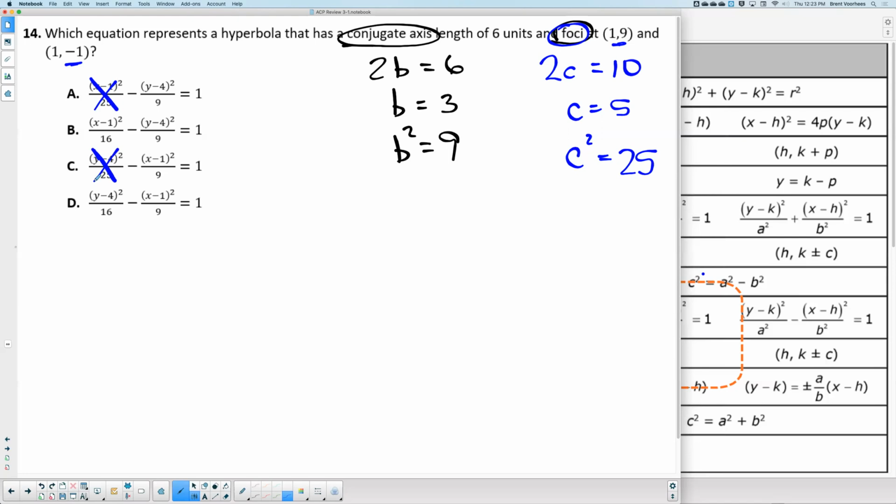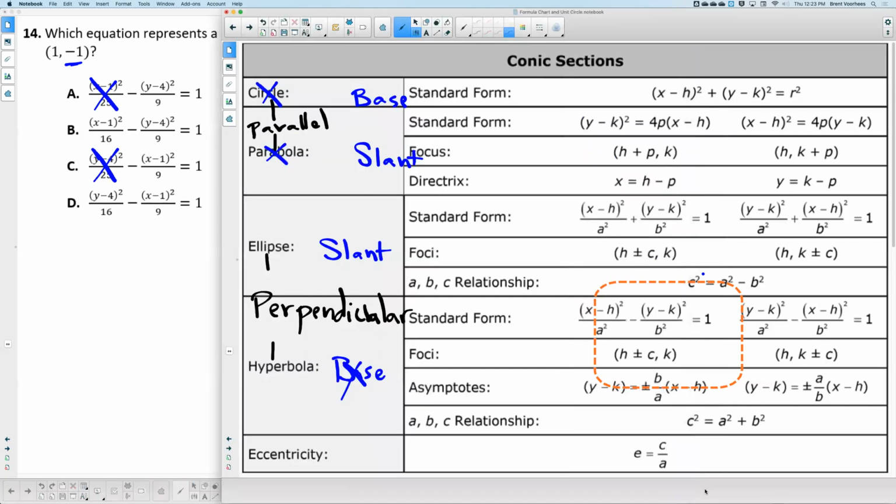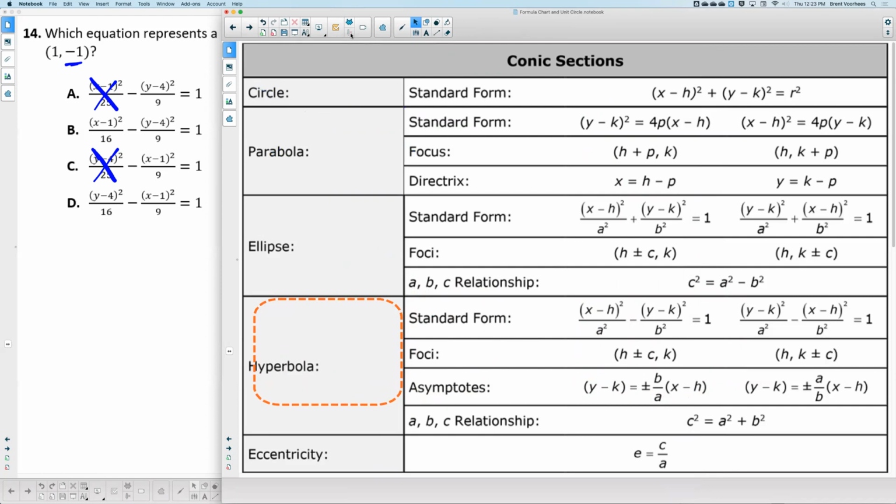Now, here's what to go off. You said the foci changed which letter? The y. So if I look at the formula chart, this is a hyperbola this time. Let me clear this off of there. This is a hyperbola. I go to foci. Now notice, are these two c's in the x column or y column on this formula? That's in the x. They're not supposed to be in the x. They changed the y's. Two c's go in this one.